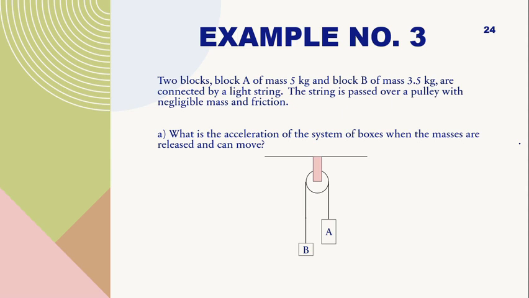Okay, so let's review some key terms first. First of all, light string means that we ignore the mass of the string, or that it's negligible, which makes sense because they didn't even give us that measurement. Now, negligible mass and friction basically mean that the pulley in no way slows down the acceleration of the system with friction force or anything else like that.